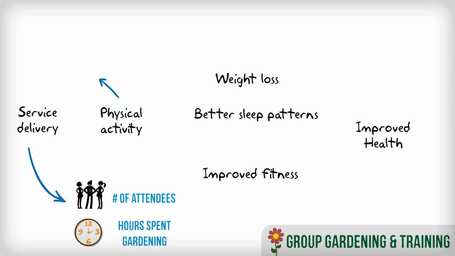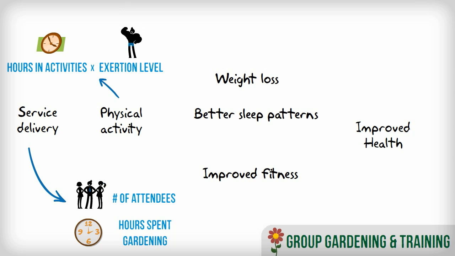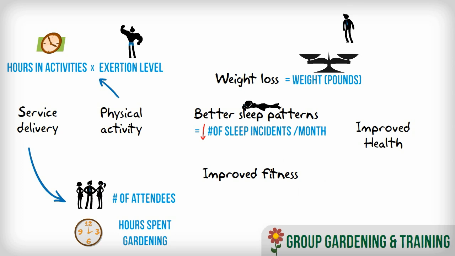used. Next, physical activity can be measured as time spent doing an activity and how much exertion the activity demands from the user. Moving on, better sleep patterns can be measured by the opposite. How many sleep incidents happen per month? Weight loss or weight stabilization is a weight measurement. Easy. Improved fitness can be measured by the improvement of the physical activity indicators over time.